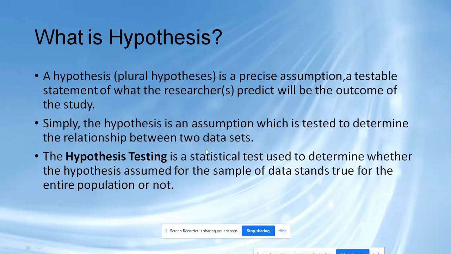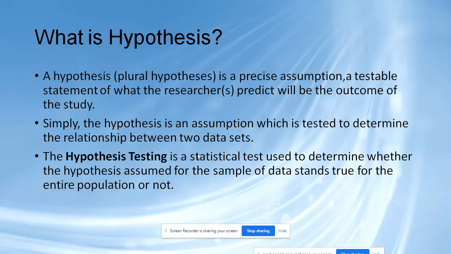So what is a hypothesis? Its plural form is hypotheses. It is nothing but a precise assumption, or we can also say that it is a testable statement of what a researcher predicts will be the outcome of the study. It means that the researcher first makes an assumption about the study, the expected outcome from the research. So a certain statement is made with respect to the hypothesis.